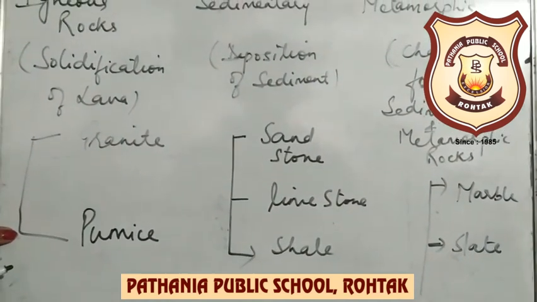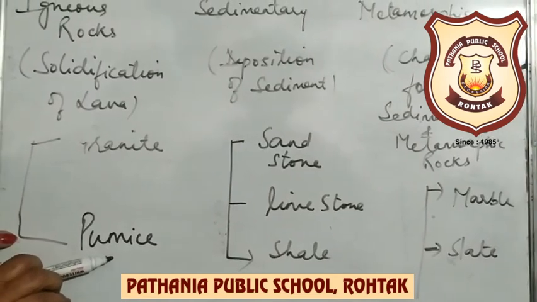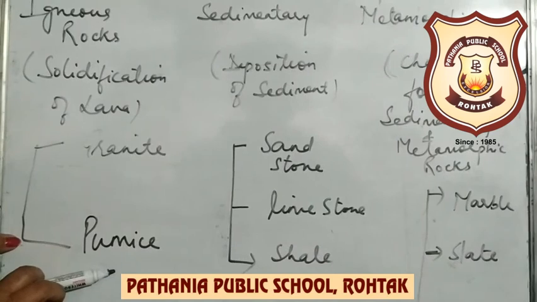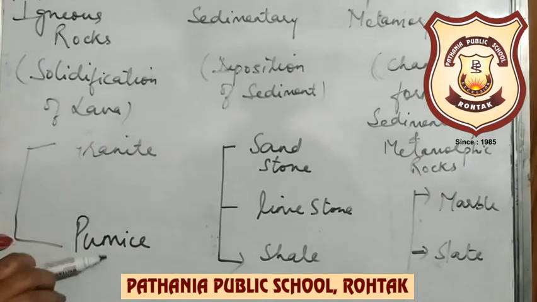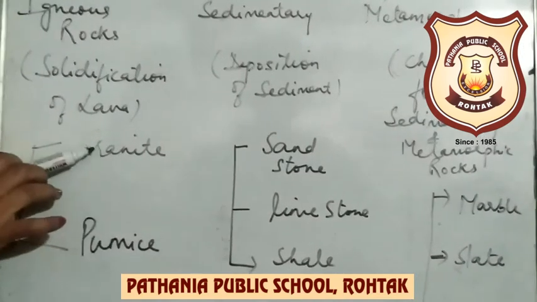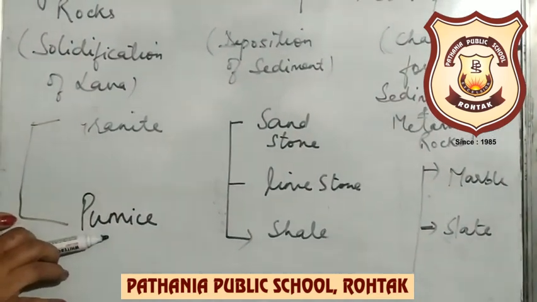Pumice is formed from lava which has froth. It is due to the trapped air within it. Okay, and it is the only rock which floats and it is used as a foot scrubber. Granite we use in kitchen slabs, pumice we use like a foot scrubber.